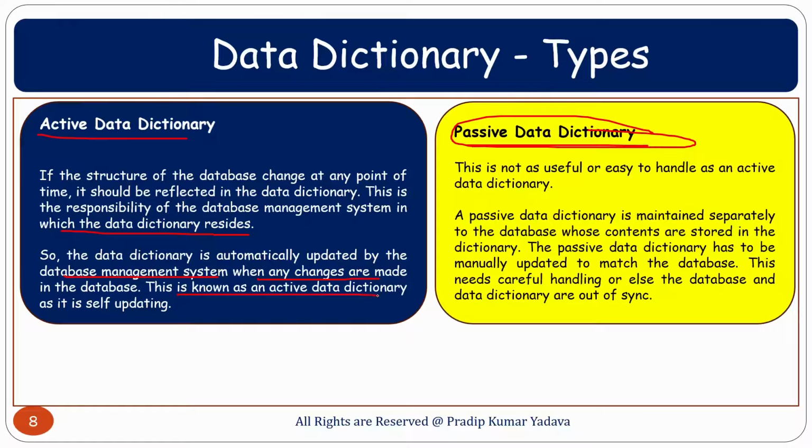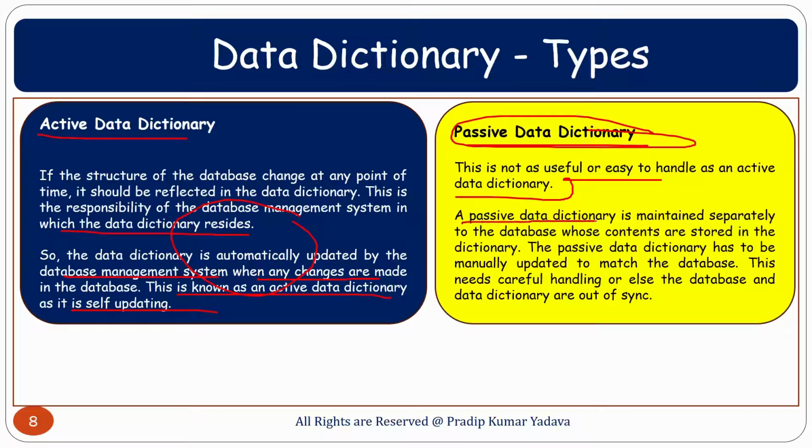So this is known as an active data dictionary, as it is self-updating. Now talking about the passive data dictionary. Here the update is made manually. So this is not as useful or easy to handle as an active data dictionary.